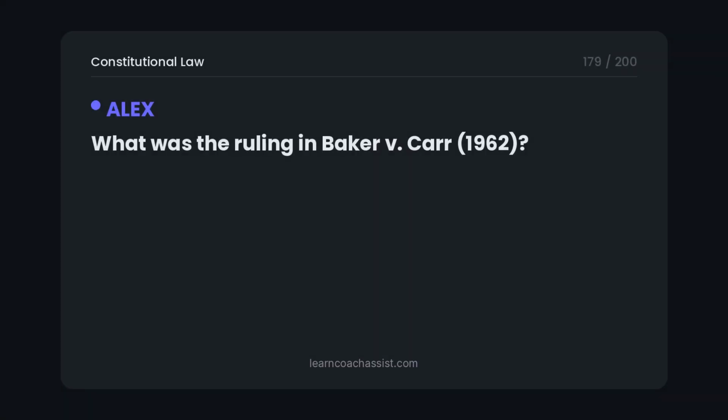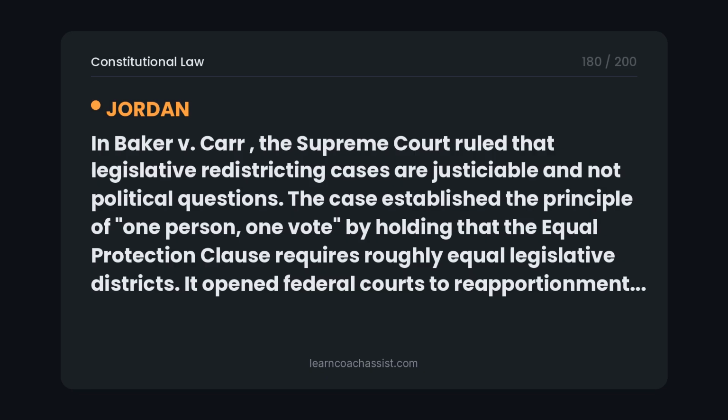What was the ruling in Baker v. Carr, 1962? In Baker v. Carr, the Supreme Court ruled that legislative redistricting cases are justiciable and not political questions. The case established the principle of one person, one vote by holding that the Equal Protection Clause requires roughly equal legislative districts. It opened federal courts to reapportionment challenges.